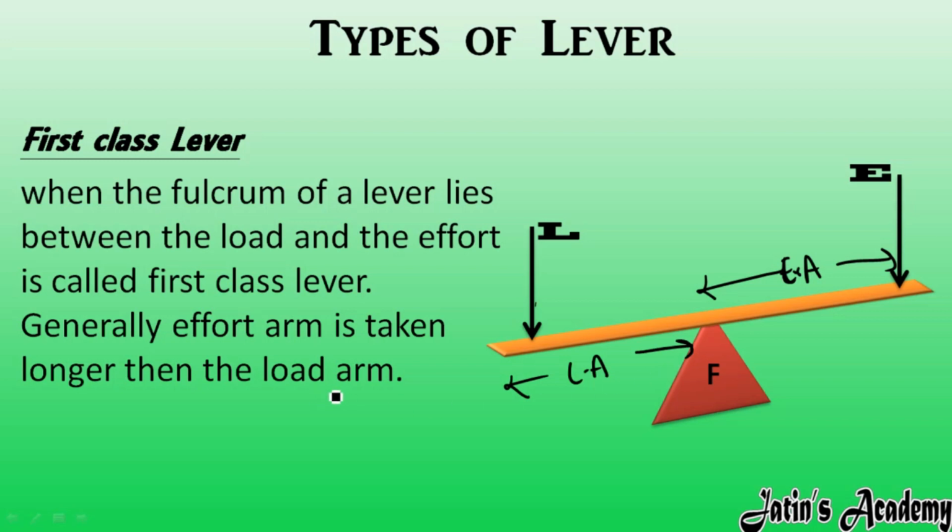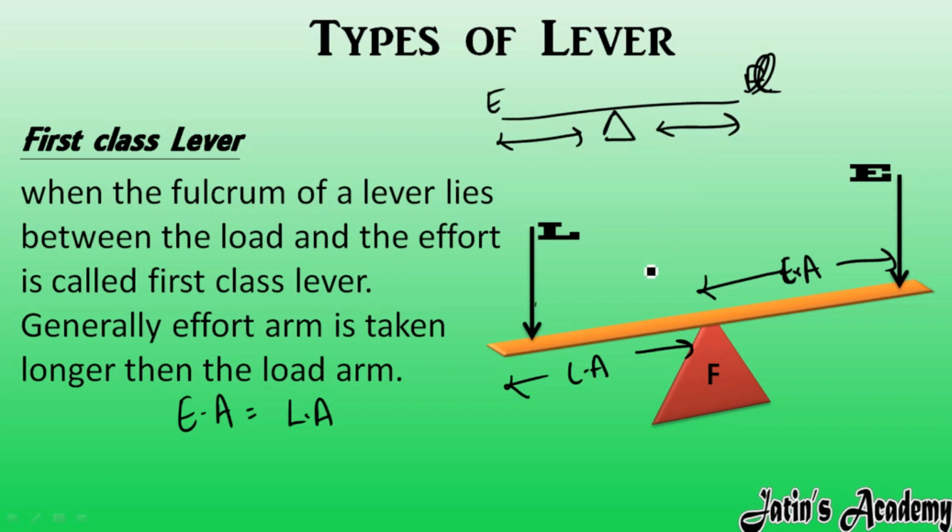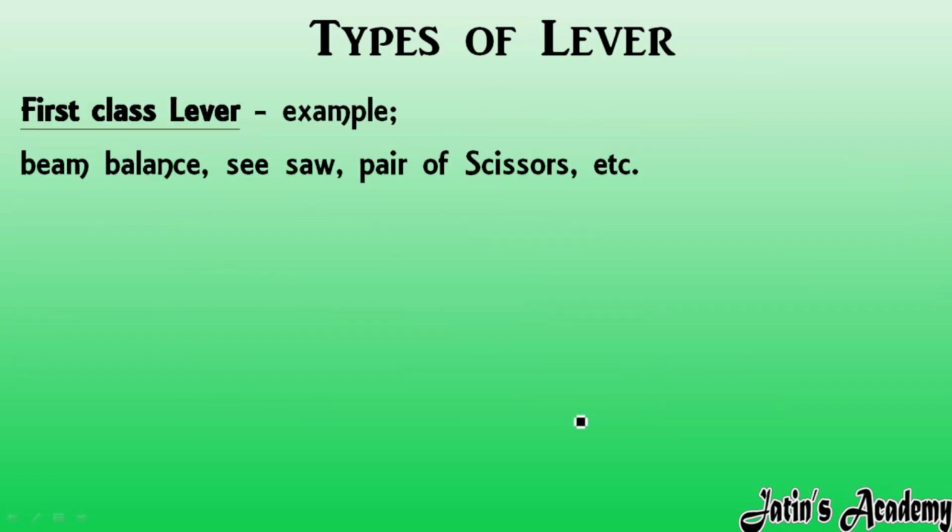So in a first class lever, in all cases effort arm is more, this effort arm is more as compared to load arm. But yes, in some cases in first class lever, effort arm is also equal to load arm. Means in some cases fulcrum is in exact center, effort is here, load is here, then effort arm is approximately equal to load arm. Fine. But in some cases of first class lever, we are having effort arm greater than load arm.